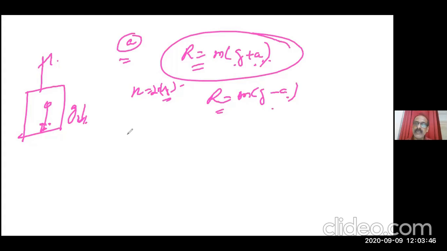Because when the lift is at rest, no change in weight. When the lift is going upward, we feel heavier. When the lift is coming down, we feel lighter. At constant velocity also, we don't have any change in weight.